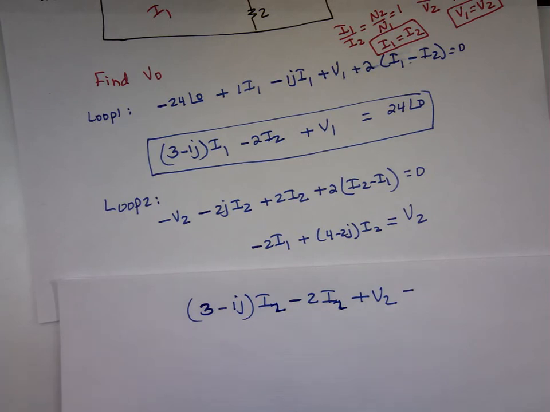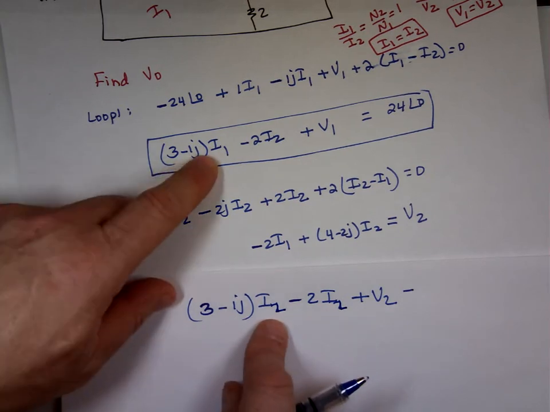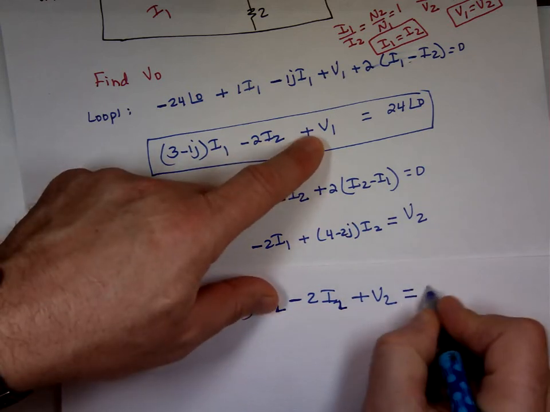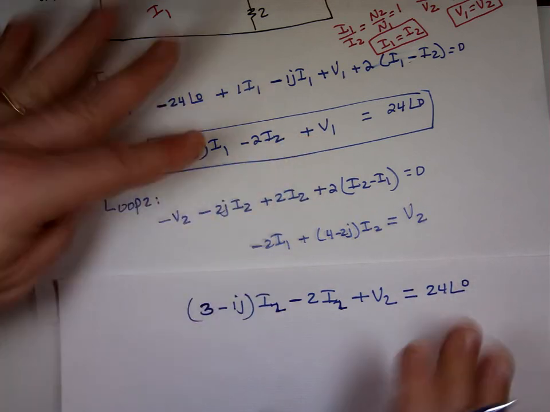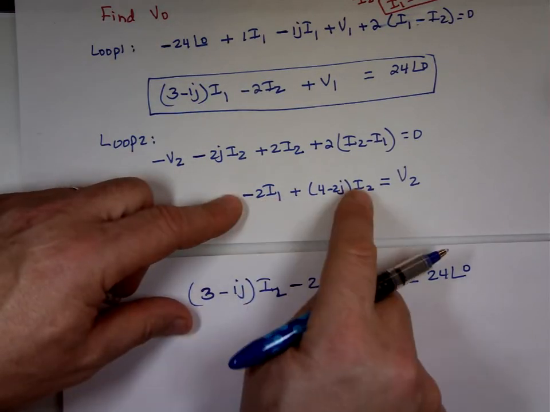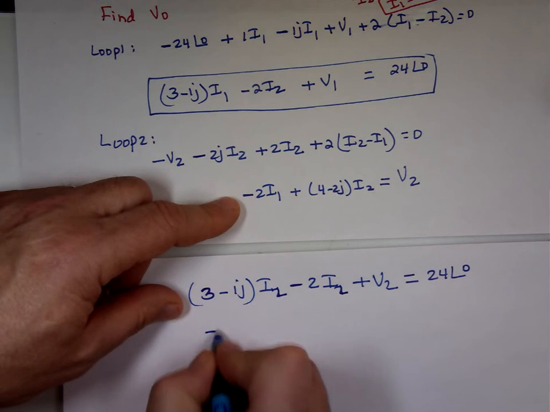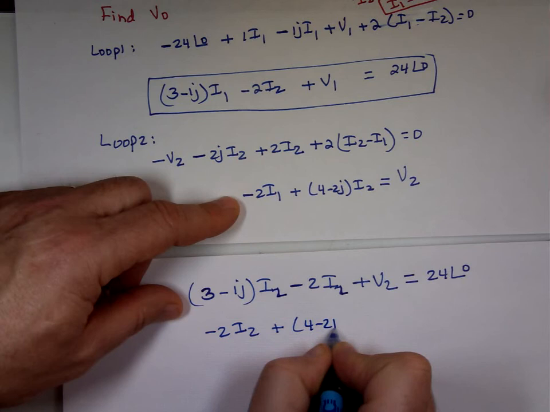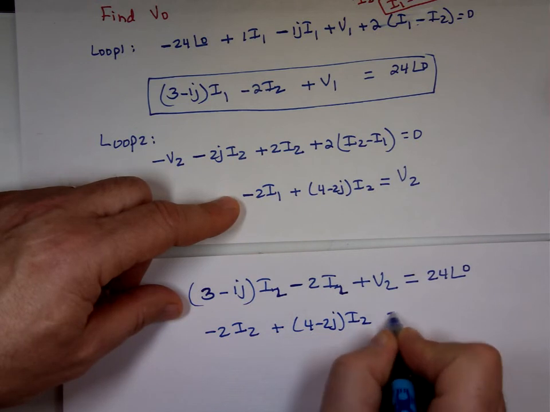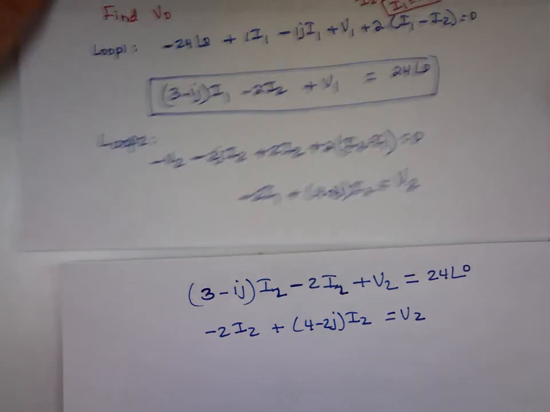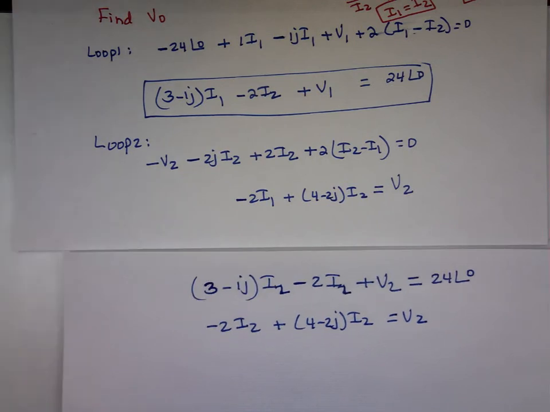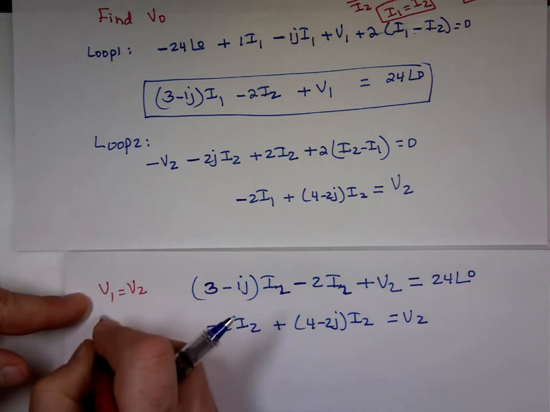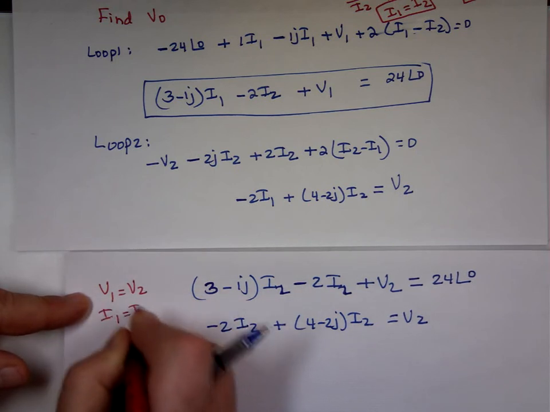So I sub 2 equals I sub 1. Make that an I sub 2 plus V2 equals 24 angle 0. And this equation, I sub 2 and I sub 2, that will be negative 2 I sub 2 plus 4 minus 2j I sub 2 equals V2. There are two equations by two unknowns. I just did the substitution. I let V1 equal V2, and I let I sub 1 equal I sub 2. Now I just have to solve it.